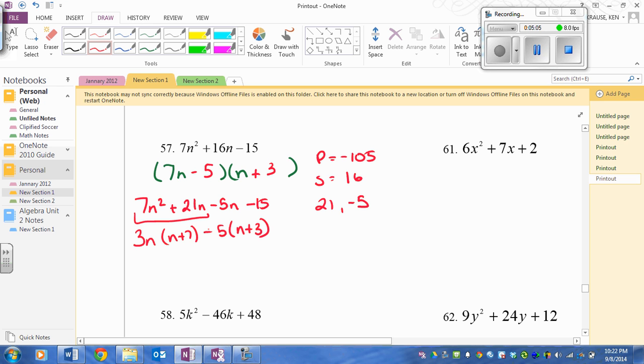Yeah, you guys are probably wondering what the heck I just did. Out of these two, I can't take a 3 out. 3 doesn't go into 7. I could take a 7n out, and I'm left with n plus 3. So my two sets of parentheses are 7n minus 5 and n plus 3. God, this is so much work. Sorry, kids, I don't like this method.